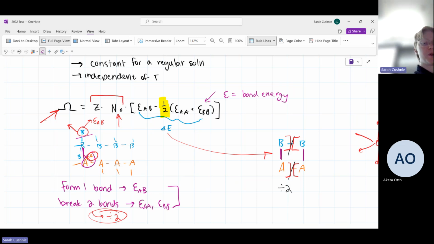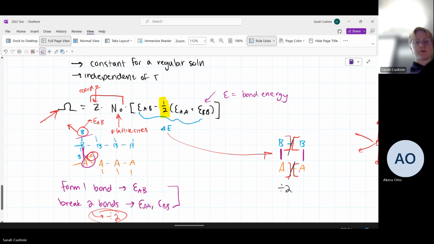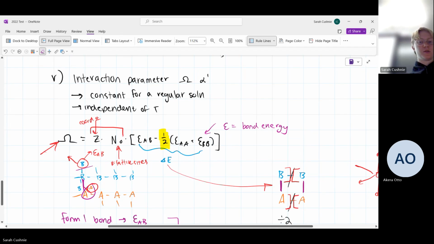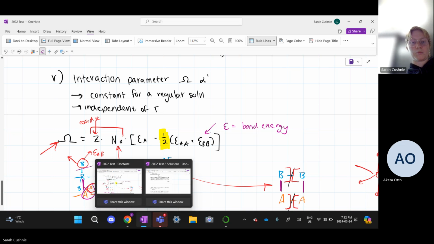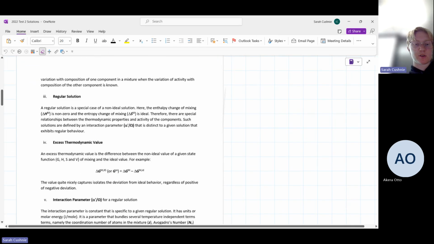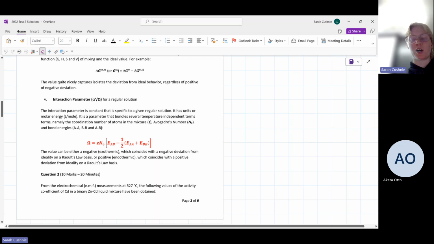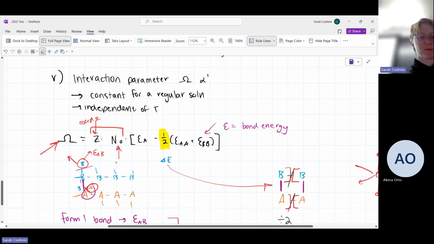Yes. Z was the coordination number, and then N naught is the number of lattice sites. Maybe that's it. What does it say in the solutions? Oh, it 100% is Avogadro's number. I don't know why they gave me full marks for that. Avogadro's.